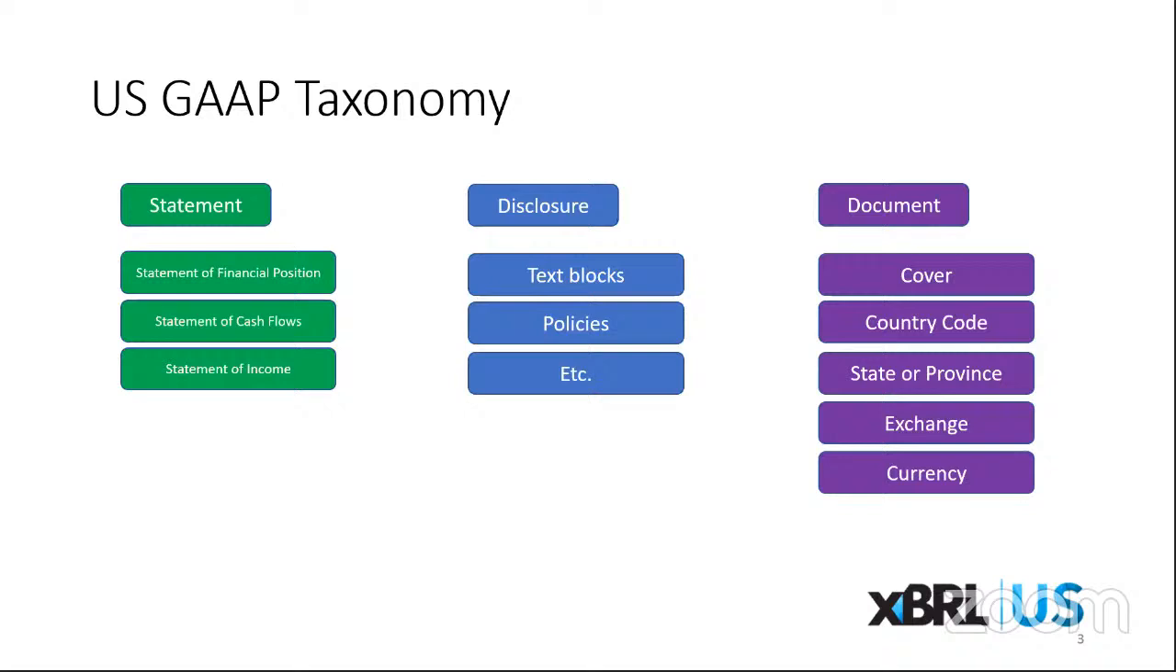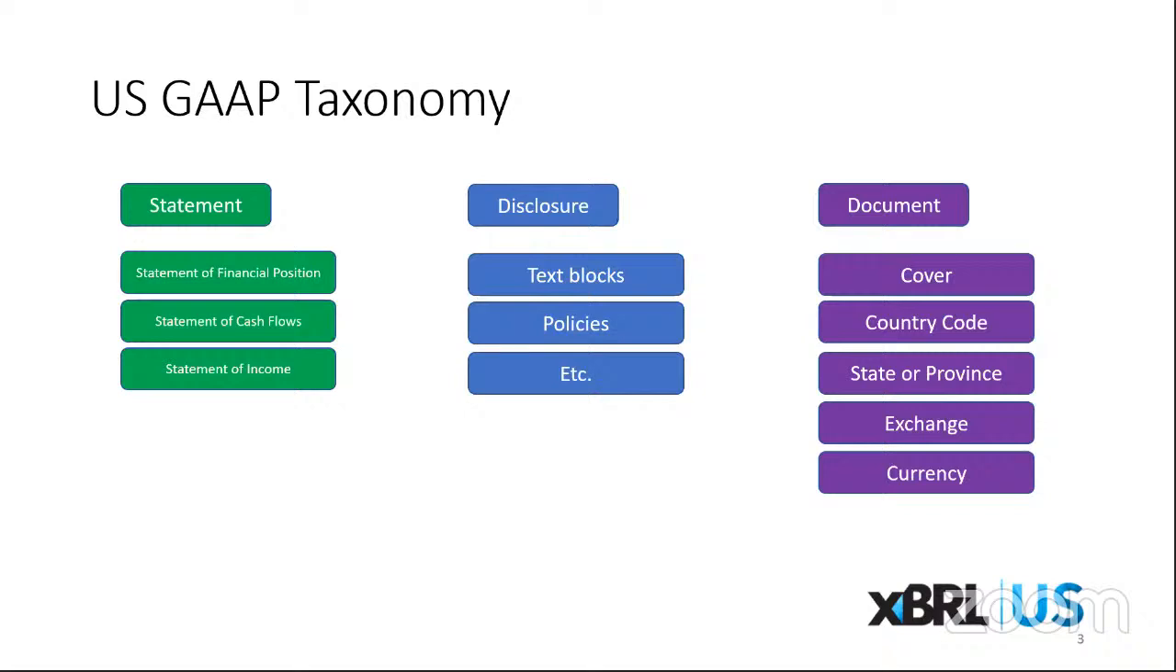So when we've been doing normalization of this data, we've been using components from all of these, and there's a few things you need to be able to do. You need to be able to identify what information is in the financial statements, what information is in the disclosures, and what's in the documents. And the taxonomy is structured in a way so you have a pretty good idea of that.